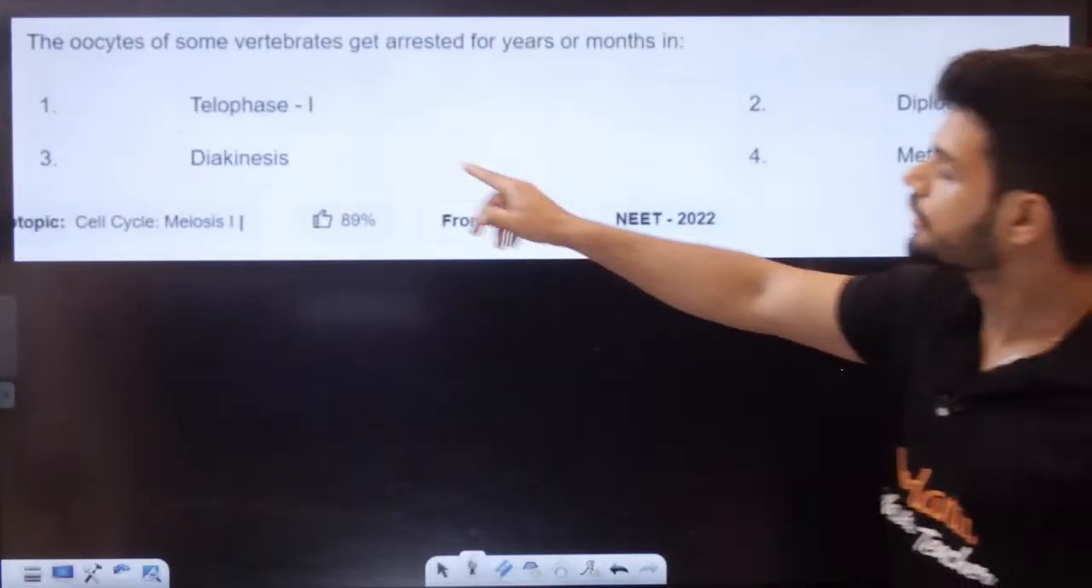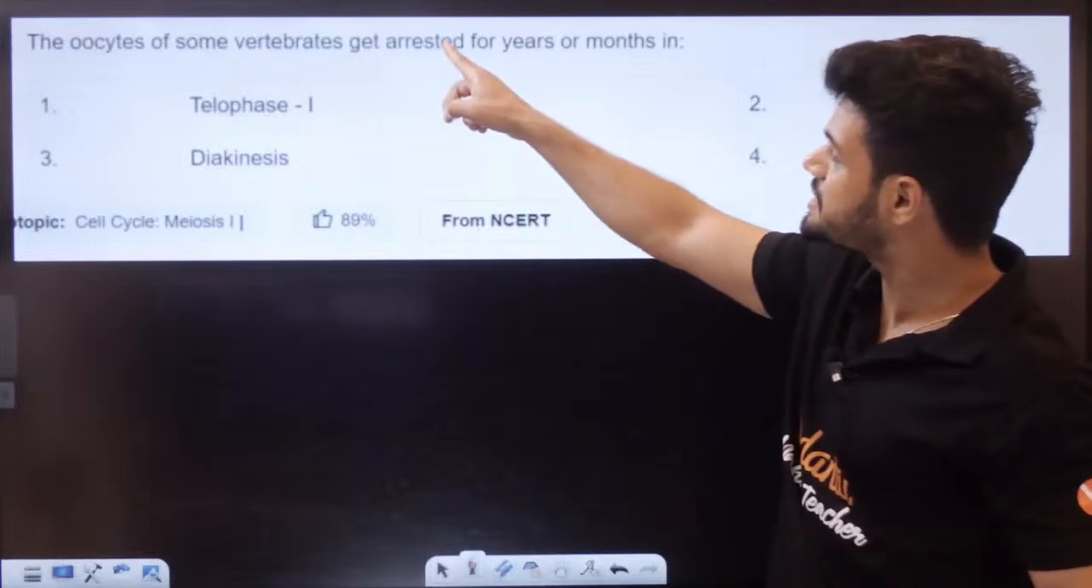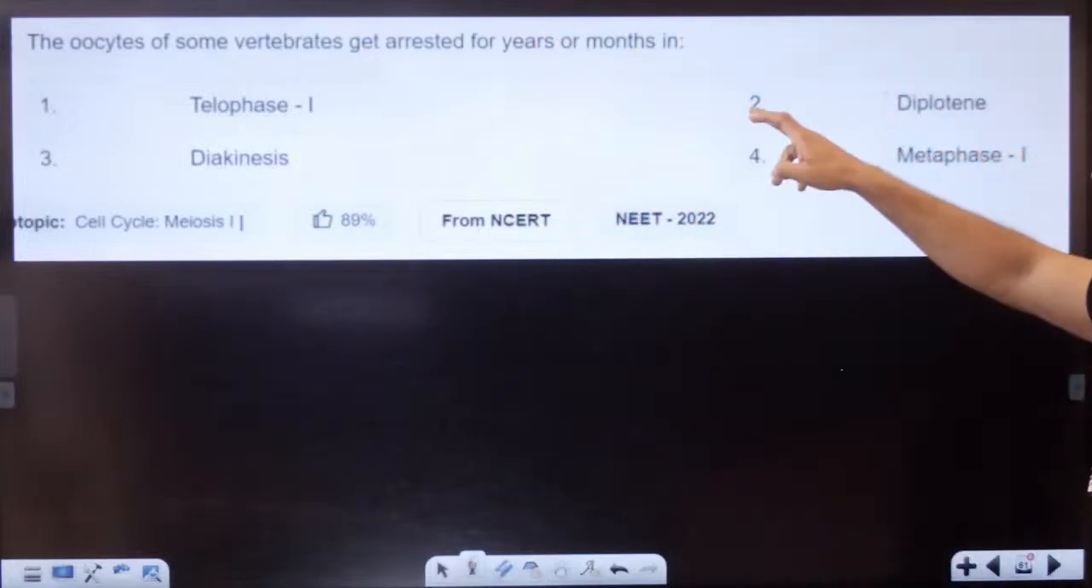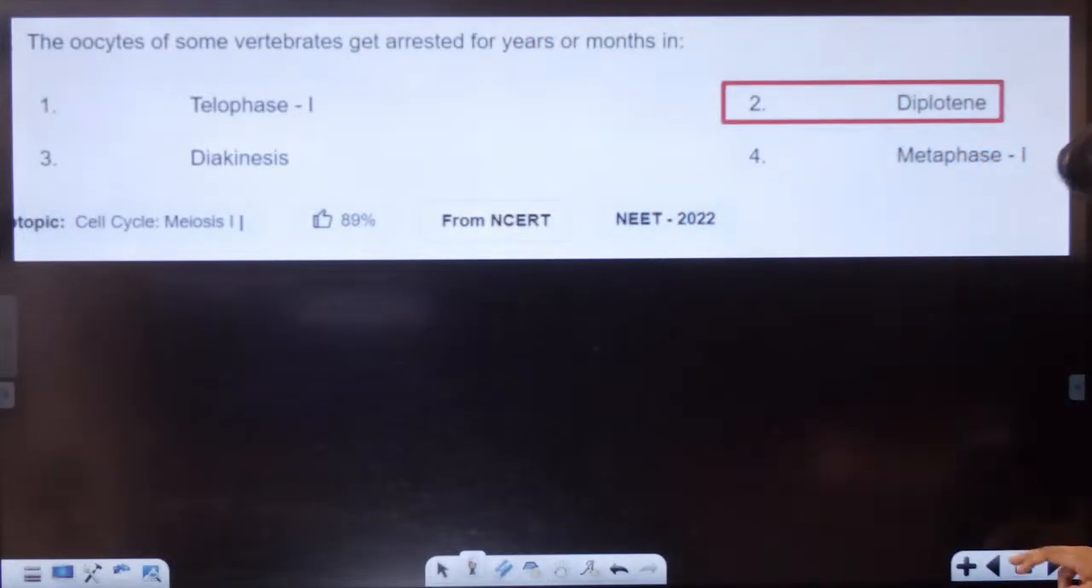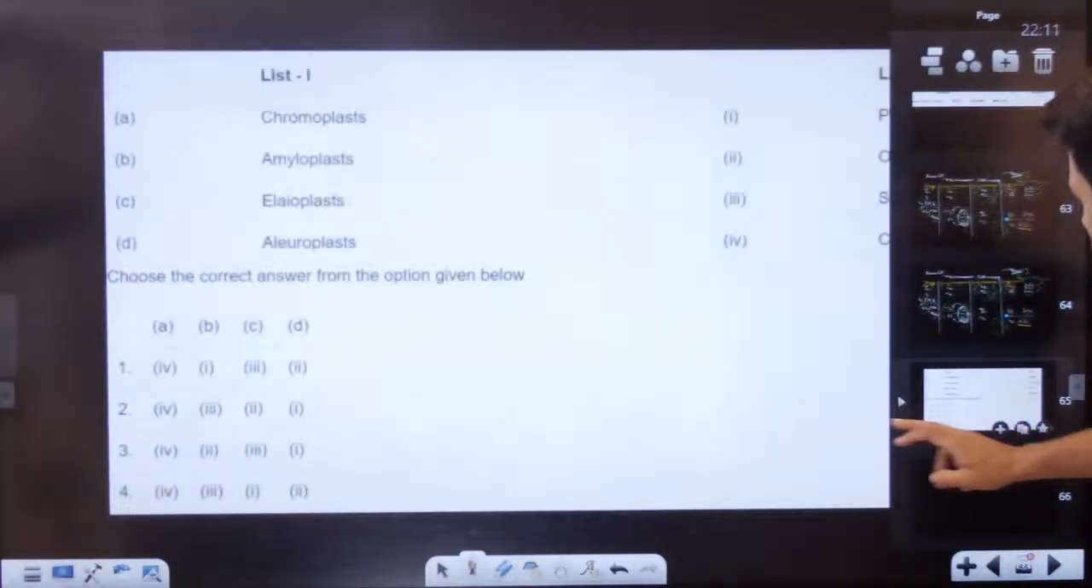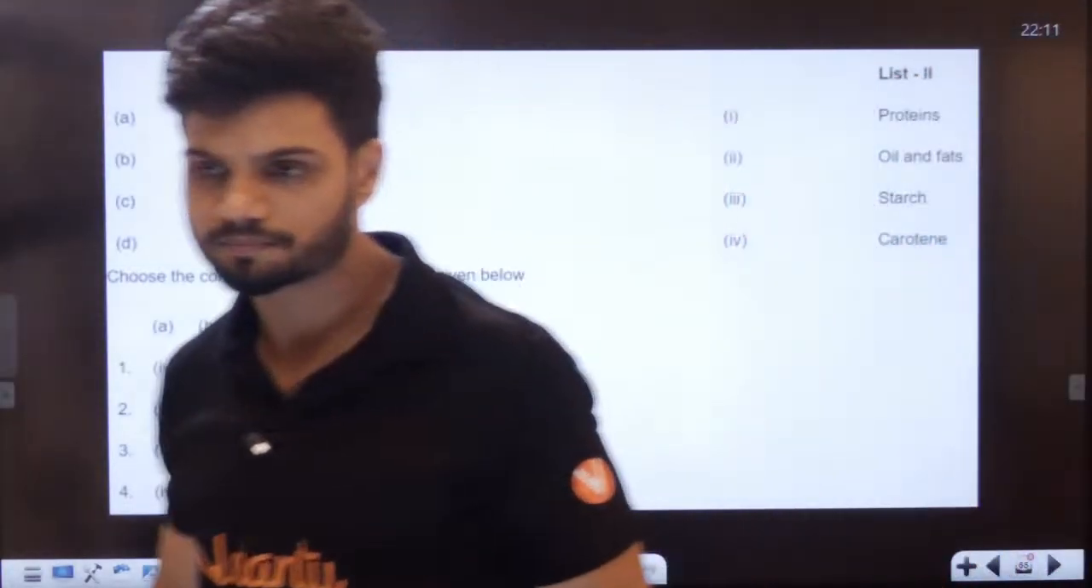Last question, see this. The oocytes of some vertebrates get arrested for months or years. That happens in diplotene. Months or years it is arrested. Okay. So this is your homework question for all of you students.